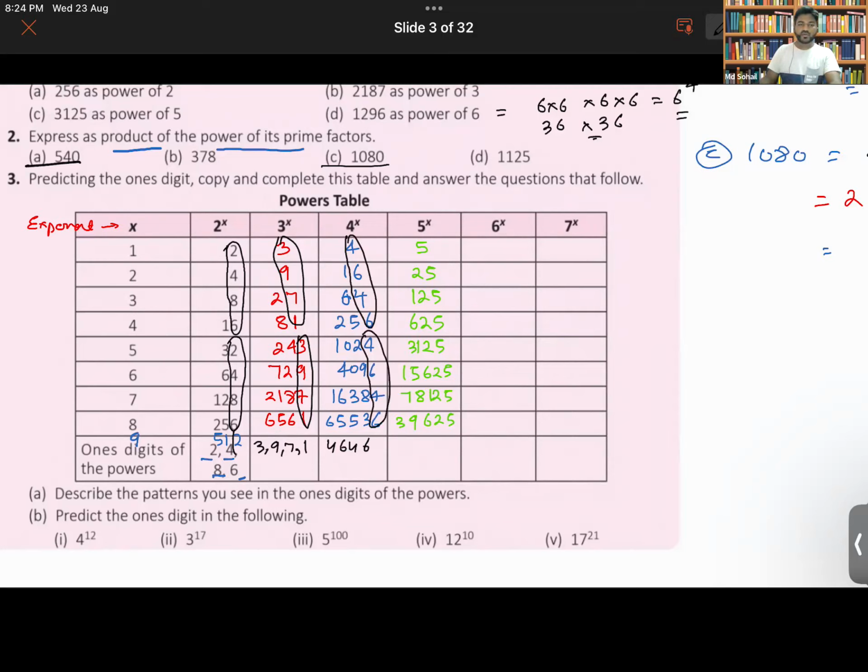Okay. So in this case, now you will be able to predict the ones digit if you have got the power raised to 12, raised to 17, raised to 100 even. Getting it now? What about other numbers also? Up to 4 we have seen. For 5, it's the same in every case. It's going to be 5.